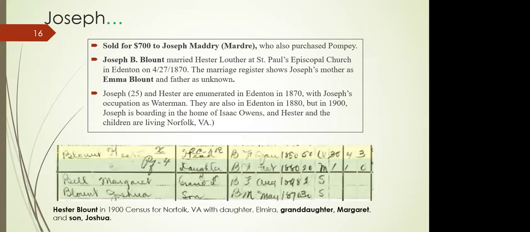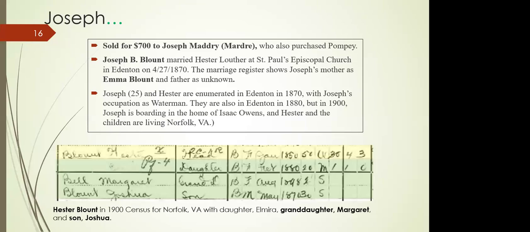So the little timeline for Joseph: we know when he was sold, who he was sold to. We knew he married and when he got married, or around when he got married. We now know that his mother's name was Emma Blunt, and we see him in all the censuses that I just showed you. But where was Hester?